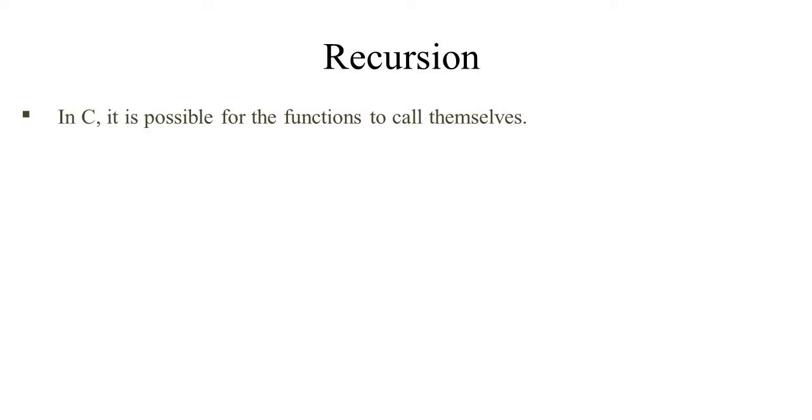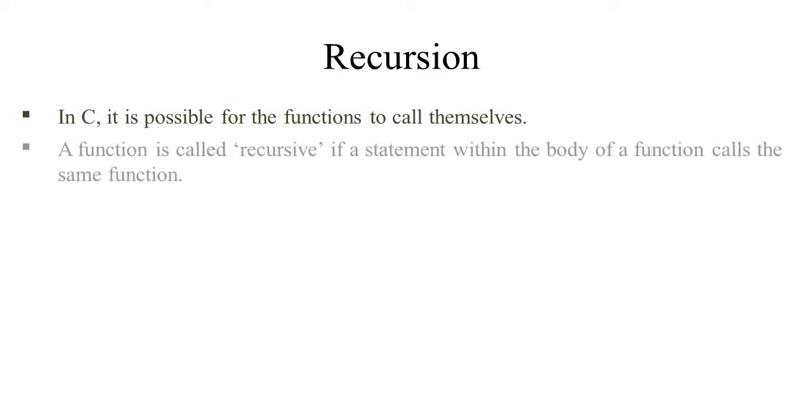Okay, so in C programming, it is possible for a function to call itself. Till now, we are calling functions from another function. For example, in the void main method, we are calling some other functions like calculate area. Now, it is also possible that a function can call itself. So that is called recursion.